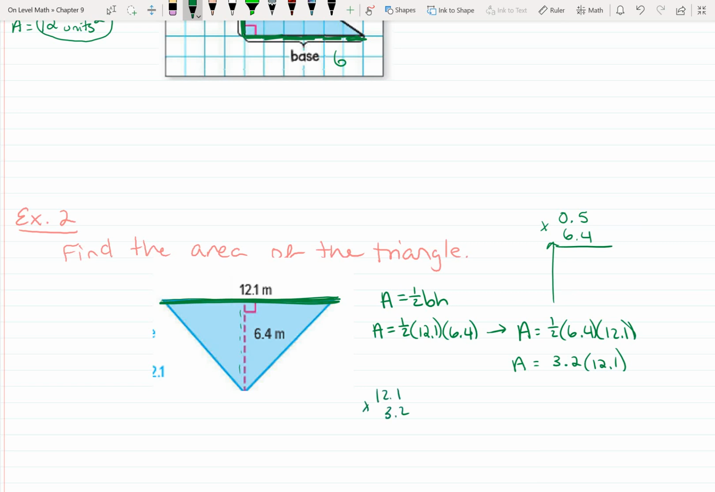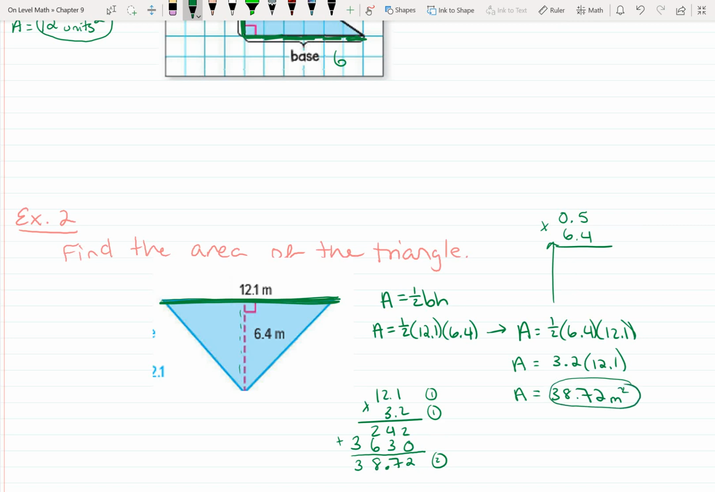12.1 times 3.2. 2 times 1 is 2. 2 times 2 is 4. 2 times 1 is 2. And the placeholder is 0. 3 times 1 is 3. 3 times 2 is 6. 3 times 1 is 3. 2 plus 0 is 2. 4 plus 3, 7. 6 plus 2, 8, 3. We've got 1 decimal here, 1 decimal here, which means we've got 2 in our product, which means area equals 38.72 meters squared. Area is always squared.